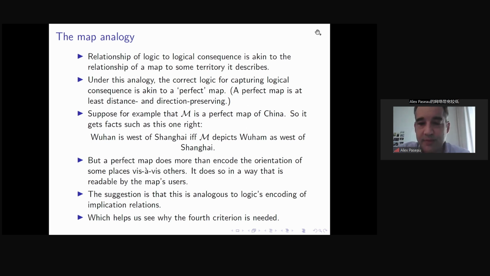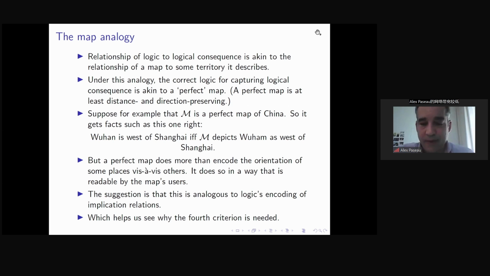So suppose that M is a perfect map of China. You want to get facts such as this one right: Wuhan is west of Shanghai if and only if M depicts Wuhan, excuse me, there's a typo there, as west of Shanghai. But there's no sense in which the right-hand side constitutes the left-hand side. The map just depicts these directions, in this particular case, or distances and some others. The job of the right-hand side is to capture the left-hand side, but it doesn't constitute it.